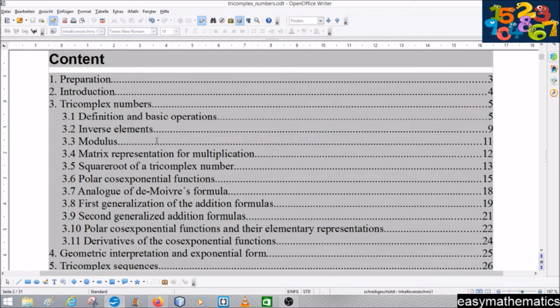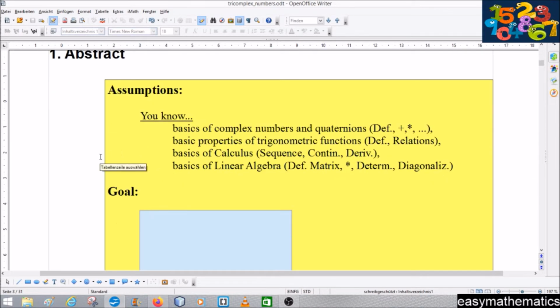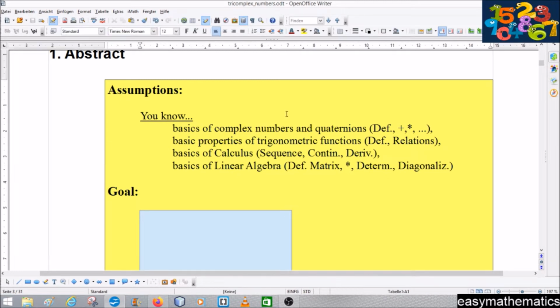And we start. First, I assume for this video that you know the basics of complex numbers. We will recall them in the video also, but not in detail. And also you have heard about the quaternions. Then I assume you know about basic properties of trigonometric functions, especially the analytic definition and relations between them.